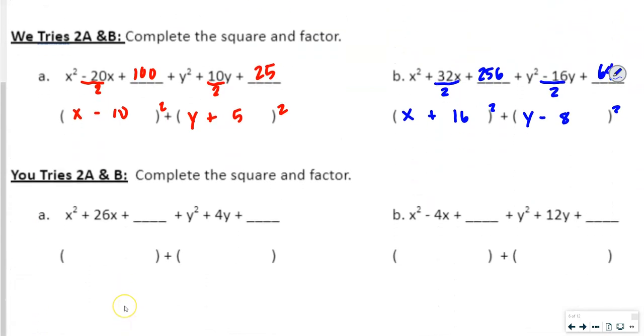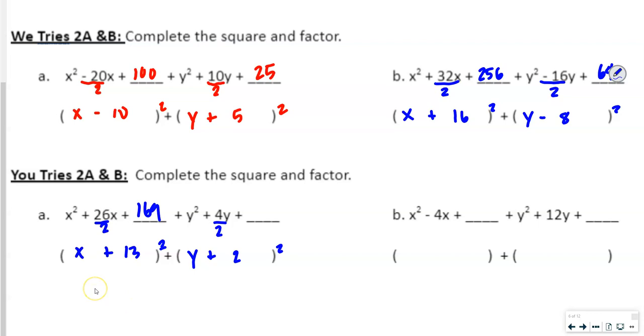So we got our Try a and b. So here again, 26 divided by 2, this is going to be x plus 13 squared, and 13 times 13 is 169. We got our 4 here, divide it by 2, this is going to be y plus 4 squared. No, sorry, 2.